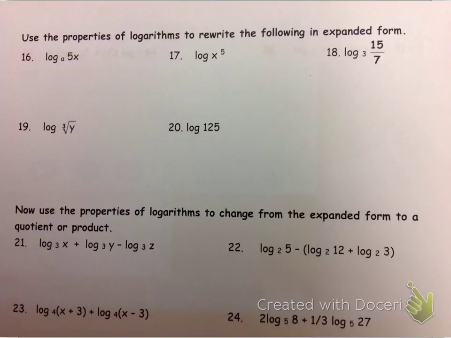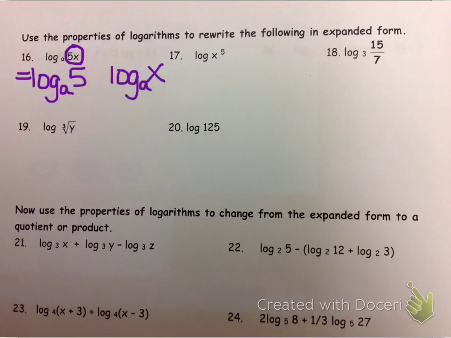So for example on 16, the only thing we can do is that these two things right here are being multiplied together. And remember, multiplication results in addition. So that means that when these two things get split up, the 5 will get its own log with a base of a, and the x will get its own log with a base of a, and those two logs would add. Okay, so I want you to pause, and I want you to attempt 17 through 20.